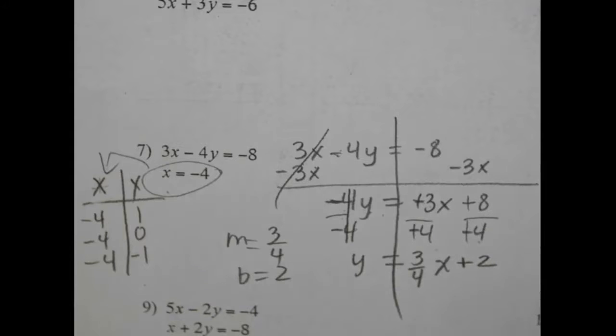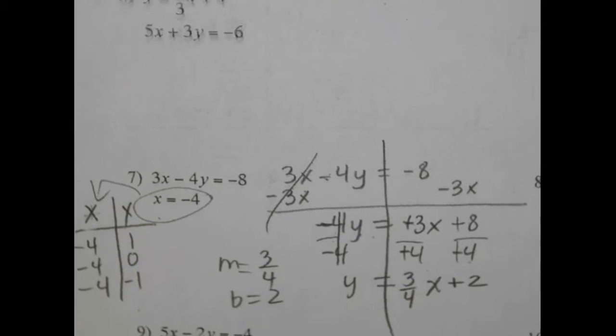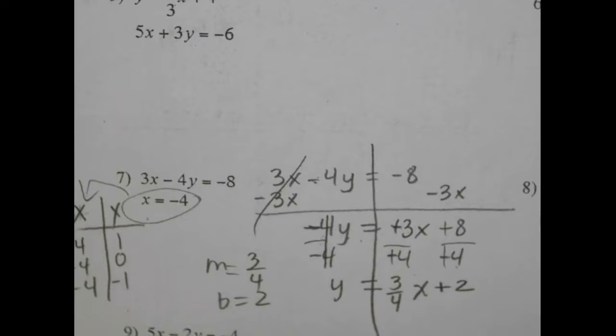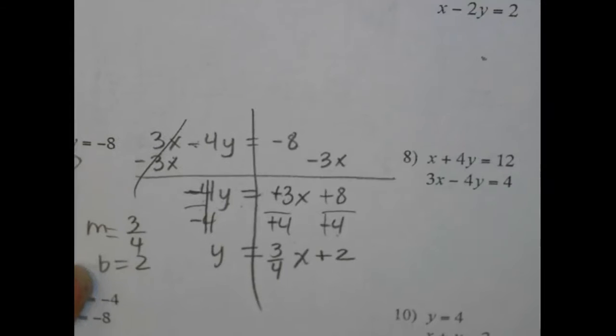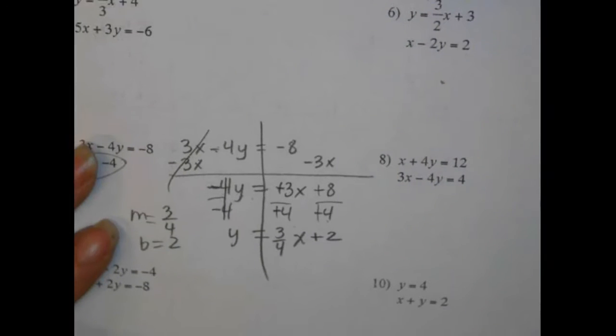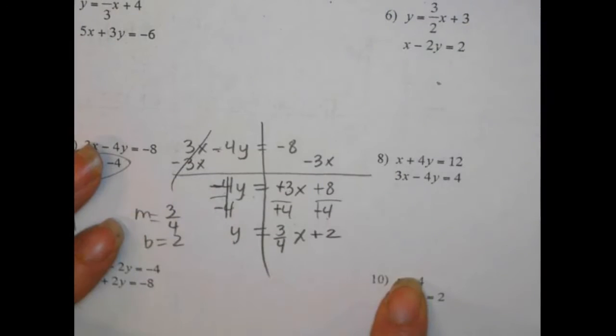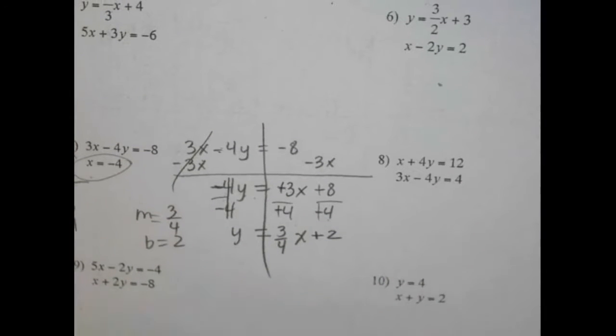Now remember, 8, 9, and 10. 10 is really similar because you have a y equals 4. So you're going to use a t-chart. And the rest of them you want to put into slope-intercept form using our system. Okay? So if you have your steps that we have up on the board, that you have down in your notes, take those out to help you make sure you're following every step.